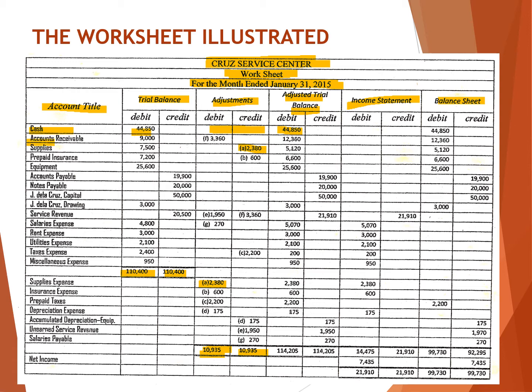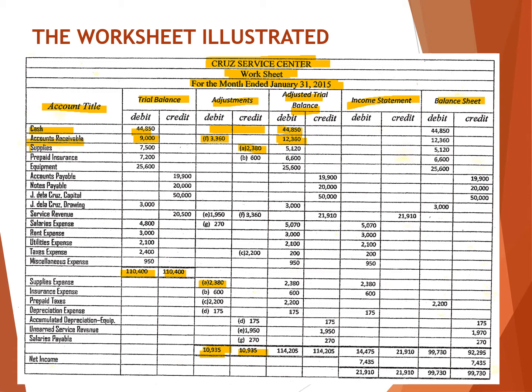Accounts receivable. As you can see here, there is an amount on the debit side and there is also another amount on the debit side of the adjustments. So, dahil pareho silang debit, what you need to do is to add them. So, 9,000 plus 3,360. So, the total is 12,360, extended to the debit column of the adjusted trial balance. Kasi nga, pareho silang debit.